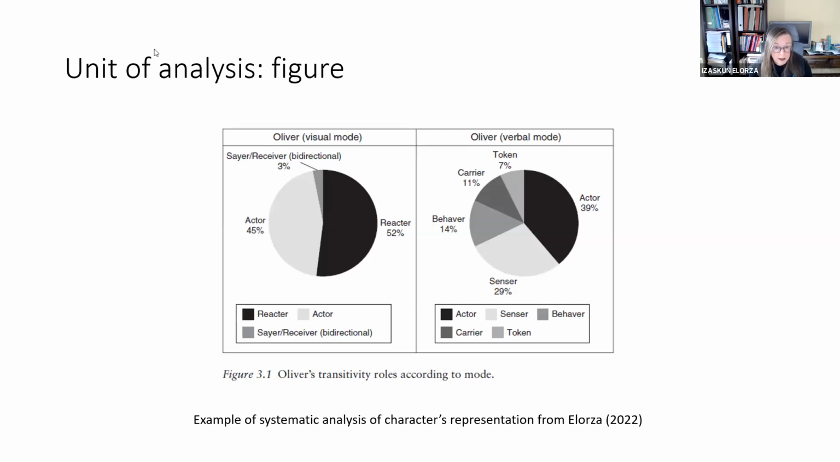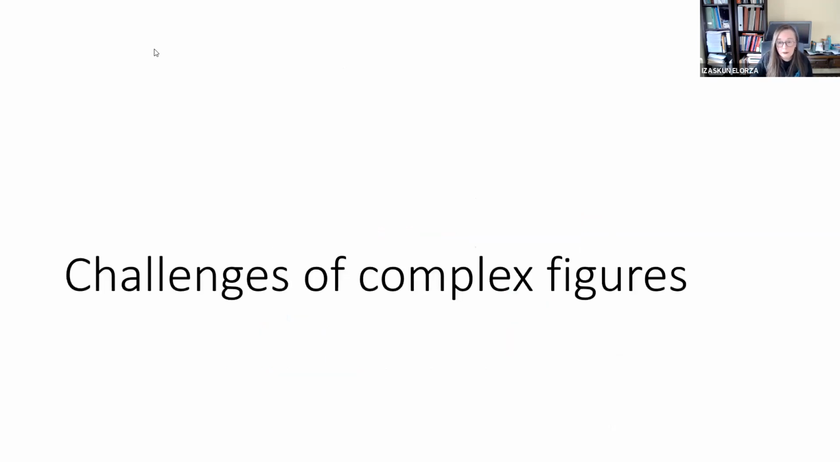So this, as I said before, also will allow us to carry out systematic analysis, also exhaustive ones, but systematic ones as well. We have just one example there of how a character, Oliver, from Oliver Button Is a Sissy, the Tomie dePaola picture book from the 70s, how Oliver is construed visually and also verbally.